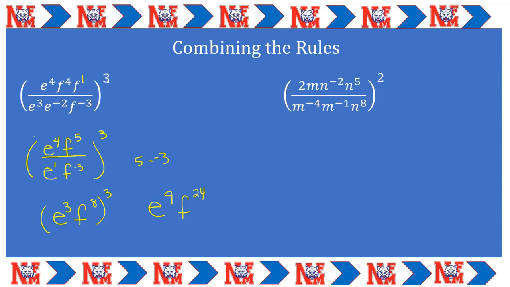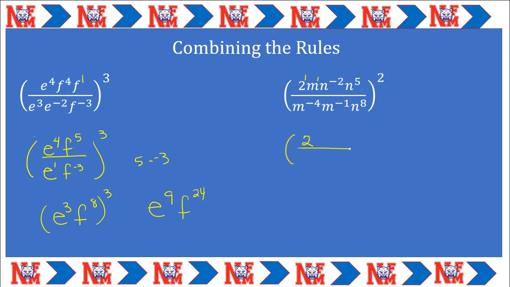We could have distributed the 3 to everything first and then used the product rule and the quotient rule, but I like this way better, but it's up to you. So let's do one more like this together. I have some missing understood ones. So let's look on top. I have a couple of n's. I can use the product rule in the denominator. I have a couple of m factors. I can use the product rule. So that's what I'm going to do.